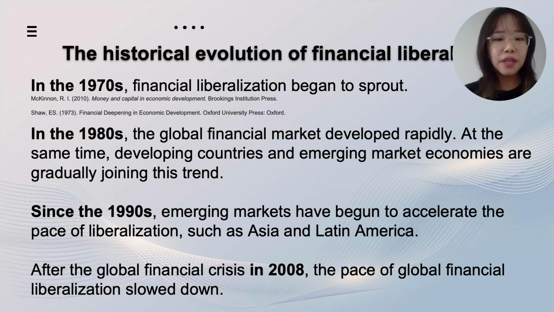After the global financial crisis in 2008, the pace of global financial liberalization slowed down. Despite this, the opening up of financial market continues, and some emerging market countries continue to promote the internationalization of capital markets and reduce risks by strengthening financial supervision.